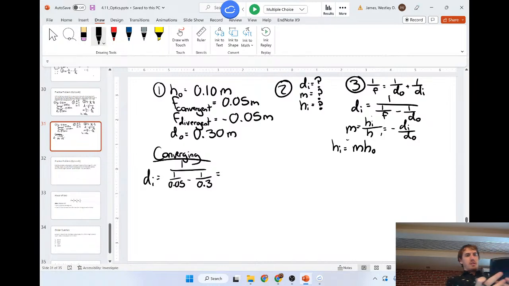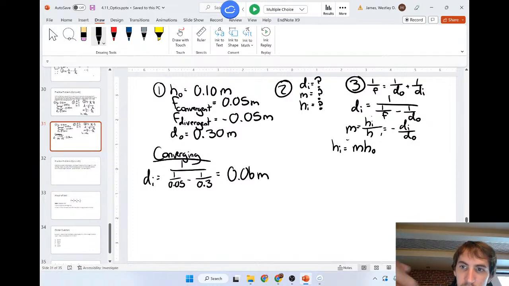So 1 divided by 0.05 minus 1 divided by 0.3. Make certain you plug that in your calculator the way it looks on the paper. And you get 0.06 meters. All right. One answer found. And we can check this. Our object distance was bigger than our focal distance, so we expect a positive image distance according to the rules that are previously listed. Great.